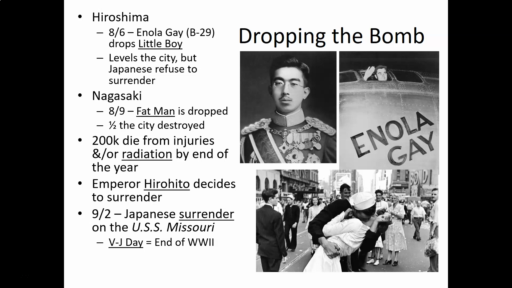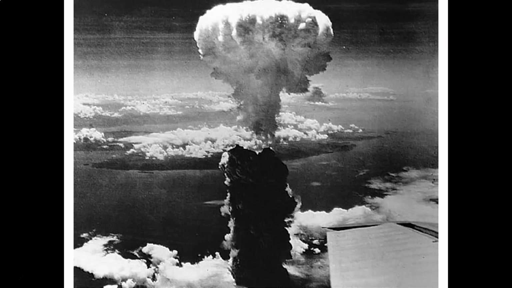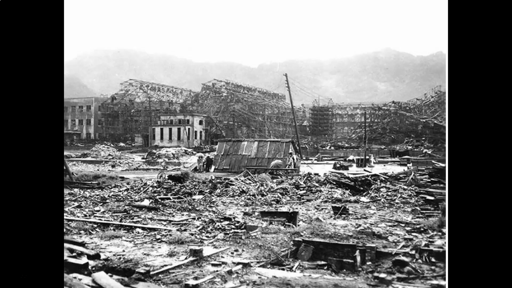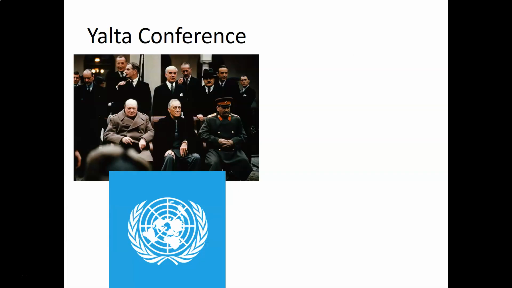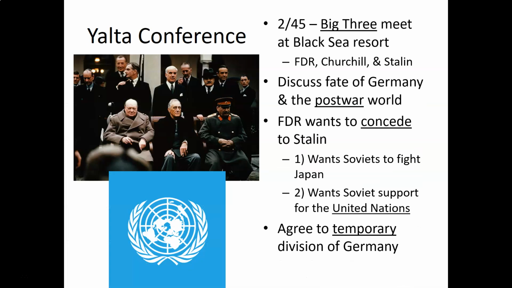And then on September 2nd, the Japanese surrender on board the U.S. battleship USS Missouri. And this is the effective end date for World War II, which is known as VJ Day, or Victory over Japan Day, ending the war. And here you can see the dropping of the bomb, or one of the bombs, and some destruction. I believe this is in Nagasaki. And then we just have a few more slides here to finish up.